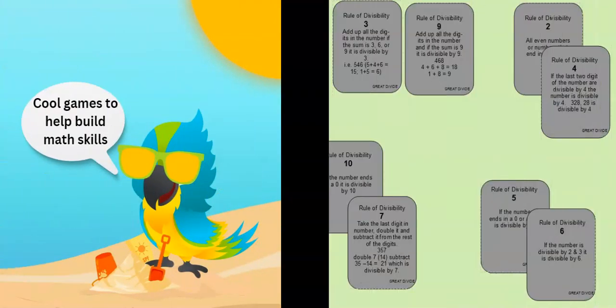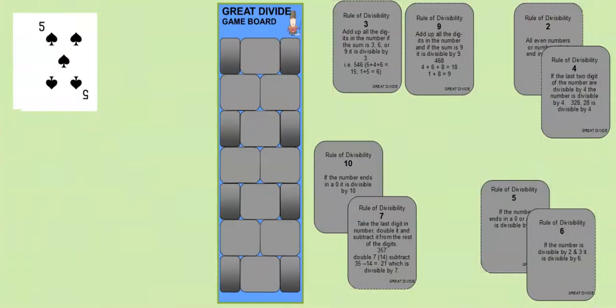Great Divide is a game in which we're trying to apply rules of divisibility to numbers. Students will have the ability to draw 1 to 2 cards from a deck of cards that have rules of divisibility. So, for example, we have one card that's the divisibility rules for 3, 9, 10, 7, and so on.